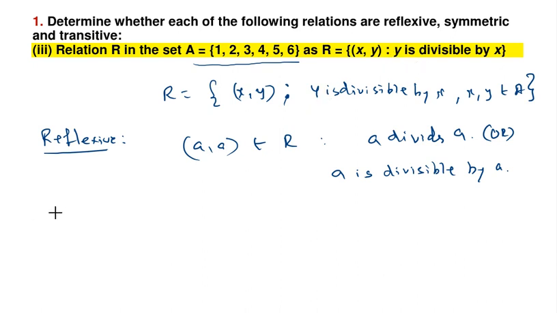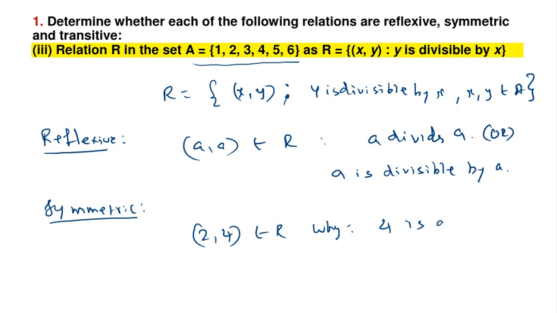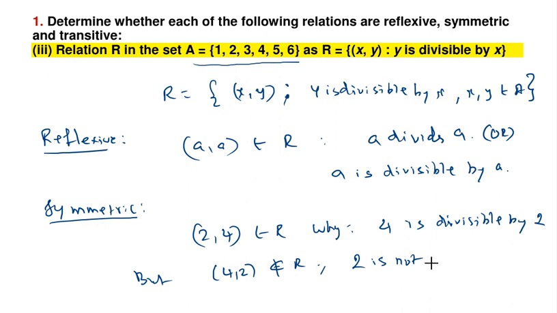Now we have to test the symmetric case. To test symmetric, we have to take some member. Take 2,4: 2,4 belongs to R, because 4 is divisible by 2, but 4,2 does not belong to R. Any reason? 2 is not divisible by 4. It is not symmetric.